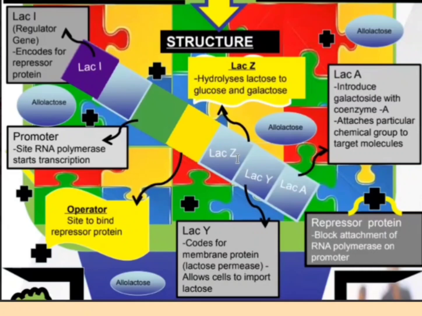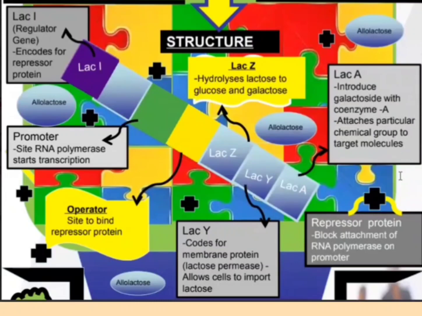Lac Z is used to hydrolyze lactose to glucose and galactose. Lac Y codes for membrane protein, lactose permease, which allows cells to import lactose. And lac A transfers an acetyl group from coenzyme A to galactose. It attaches a particular chemical group to a target molecule.